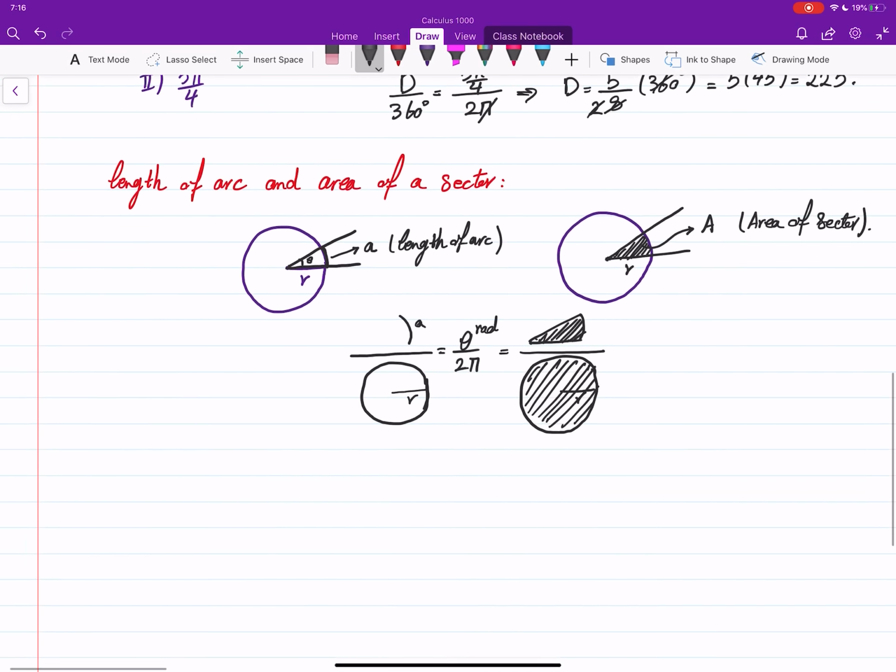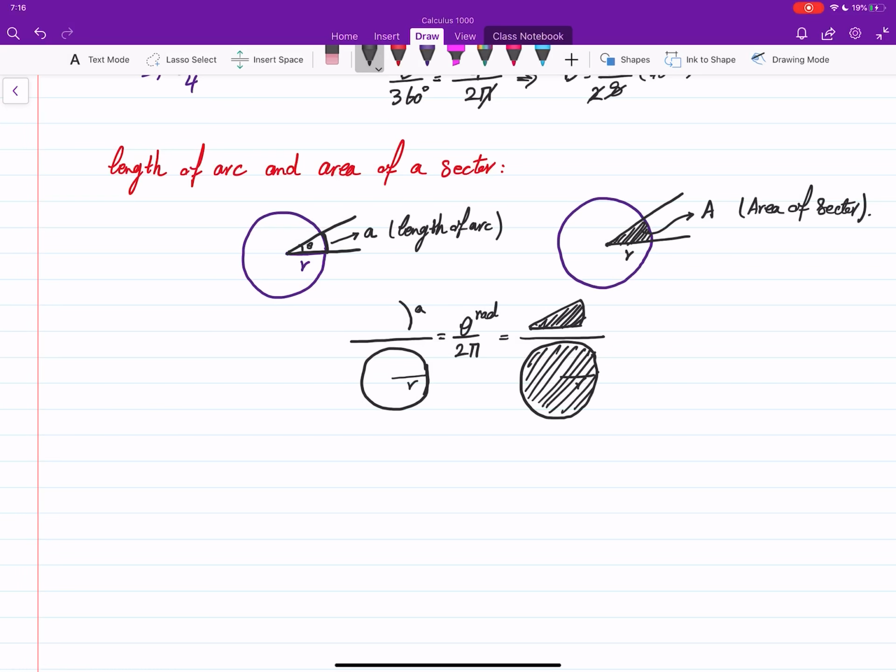In other words, I can find a better formula here. So a, the arc length, over the full circle length, which is the circumference of the circle of radius r, this is 2 pi r. This ratio needs to be equal to theta over 2 pi. And the area of that sector over the area of the full circle of radius r, which is pi r squared, is also equal to theta over 2 pi.